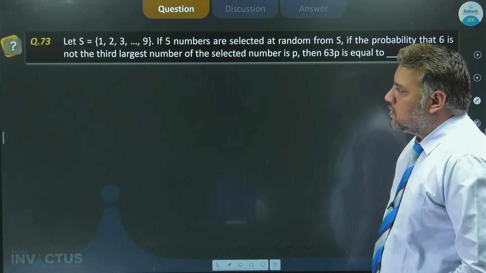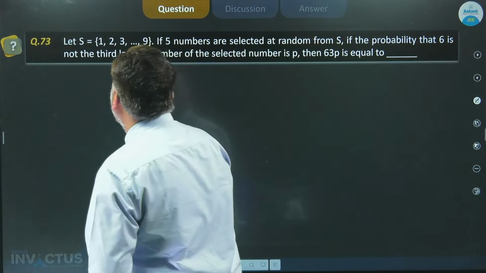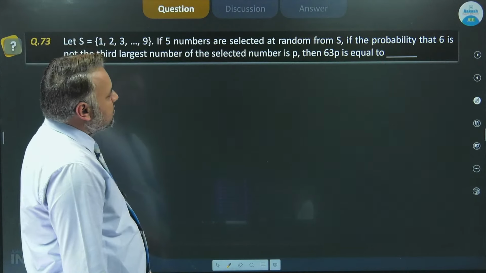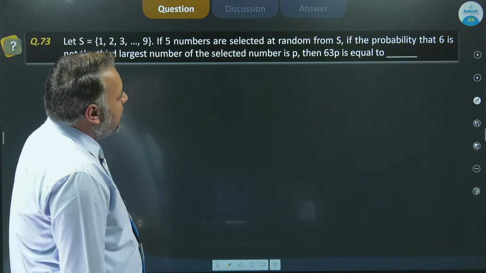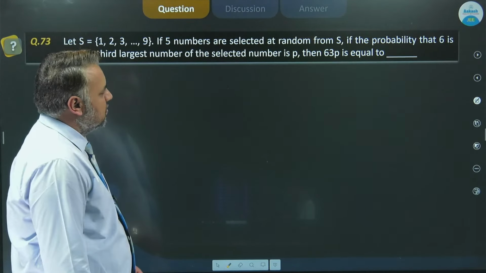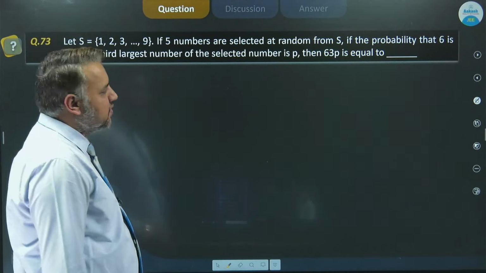Next question. This is again an easy question of probability. There are 9 digits in a set. If 5 numbers are selected at random from this given set S, and the probability that 6 is not the third largest number of these selected numbers is P, then we have to comment on 63P.